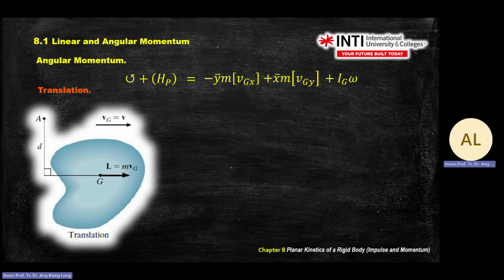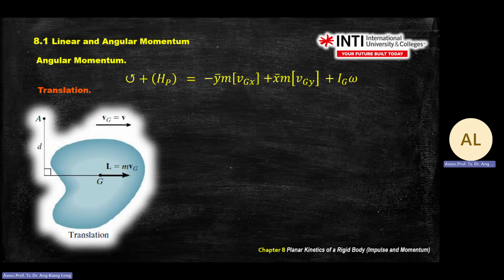It's a concept of moment. In this case, it's just an arbitrary plane. We put a point A, and then there's a distance D multiplied by the L, you get the moment of linear momentum. So this one we already established.